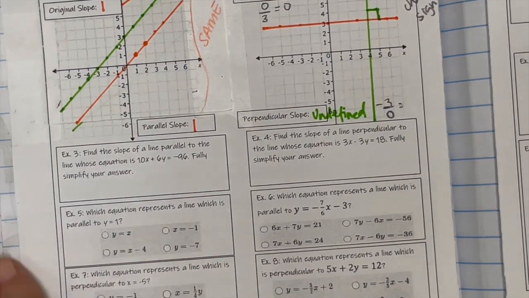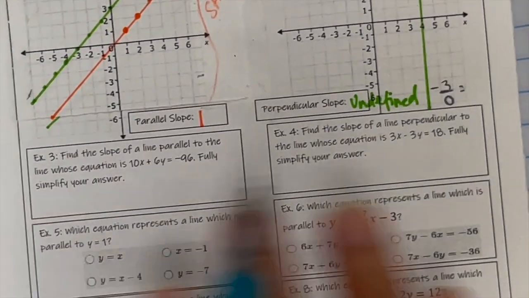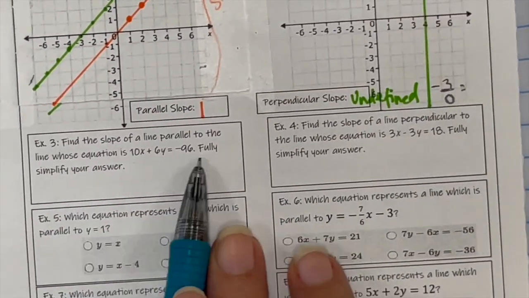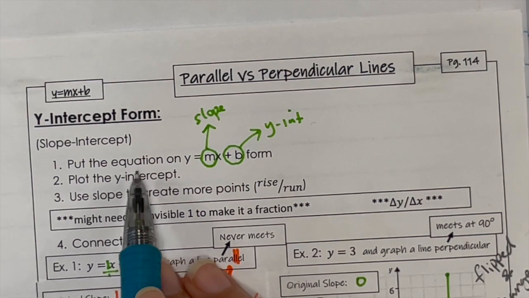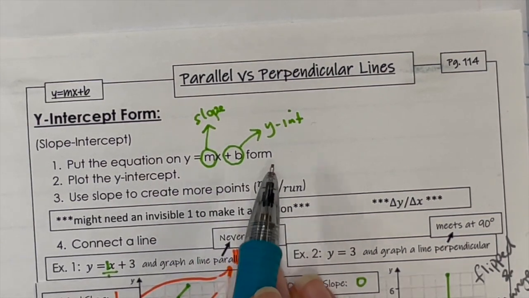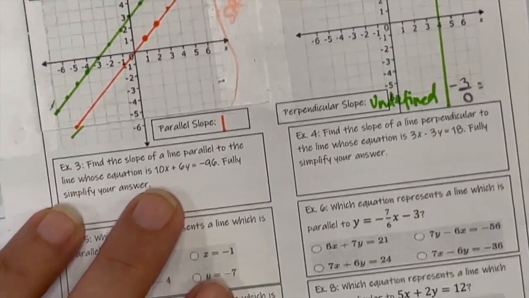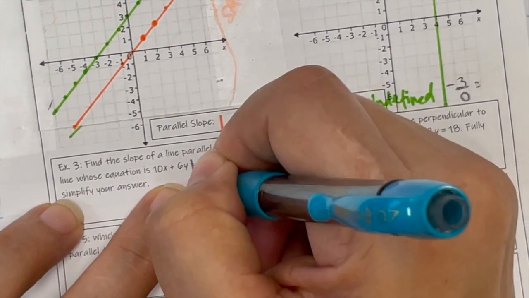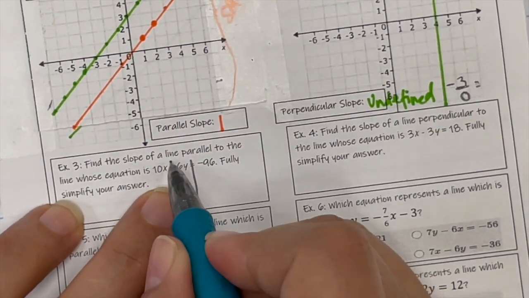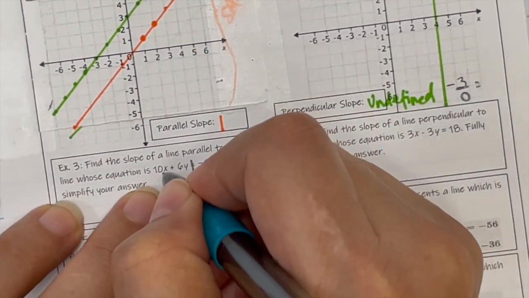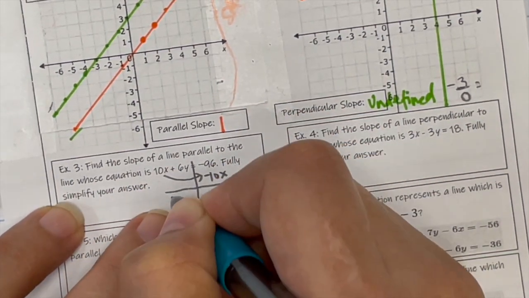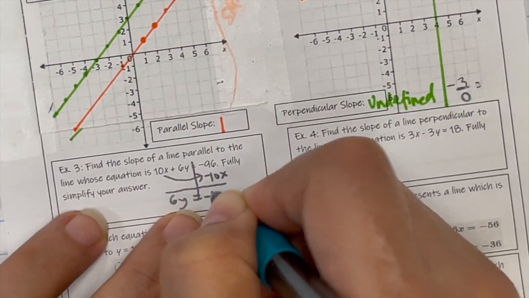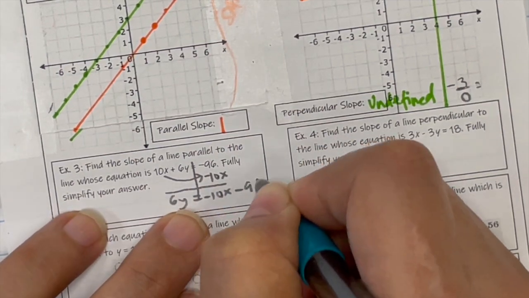So find the slope of the line that is parallel to this. Remember, I need to know what the slope is first. So according to the steps, first I have to put the equation into y equals mx plus b. So let's go ahead and do that. We need to put this into y equals mx plus b. That means anything that's not y needs to go to the other side. So I'm going to take this to the other side. It's going to be negative 10x. So I have 6y equals negative 10x minus 96.